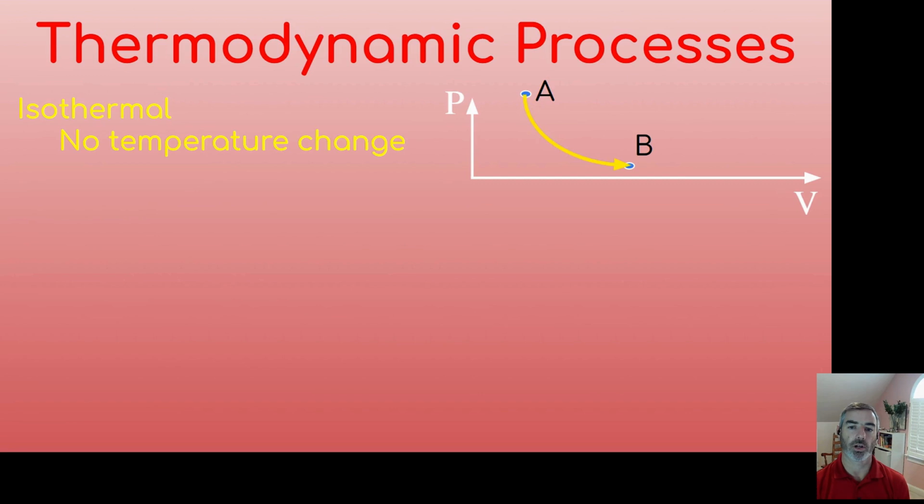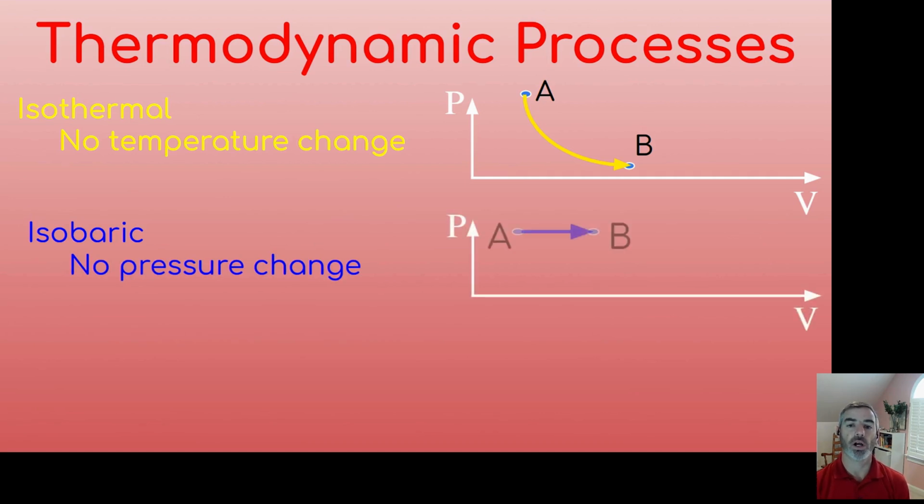Our second is isobaric, which means there's no change in pressure, and no change in pressure is a horizontal line along the PV diagram. And remember, draw an arrow to show the direction. If it goes from A to B, we draw an arrow from A to B, and the same thing from C to D, so a horizontal line.